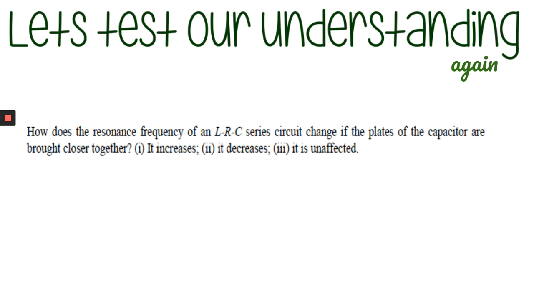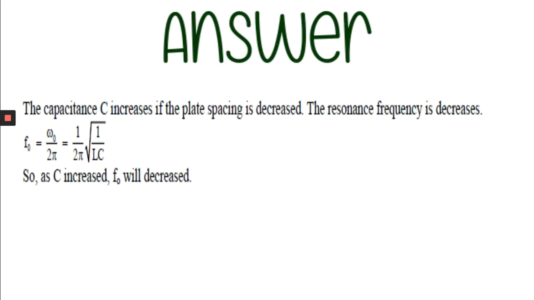What is resonance frequency? 1 by root over LC. Remember one thing: resonant frequency is always 1 by root over LC. It depends upon the inductance and capacitance of the circuit. Here we are changing the capacitance. How is it changing?